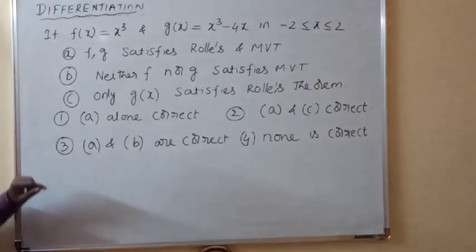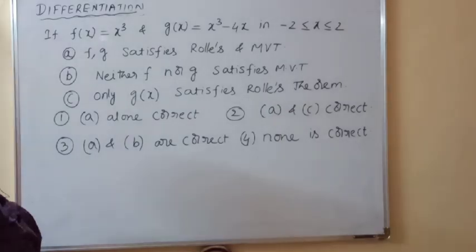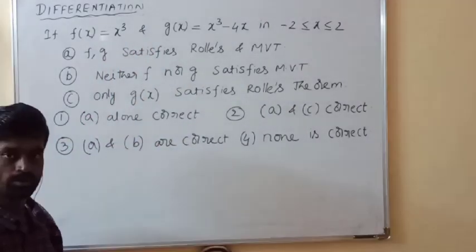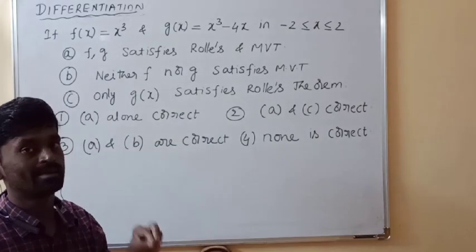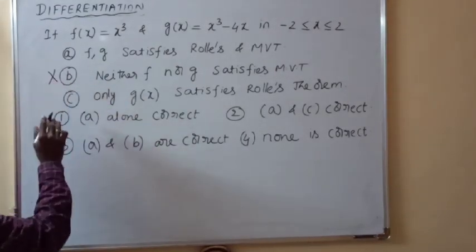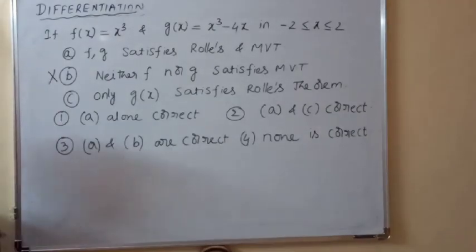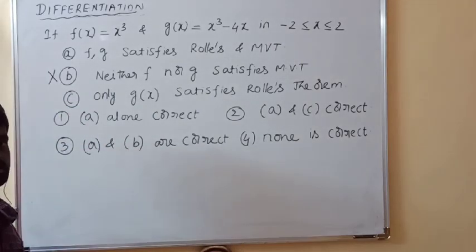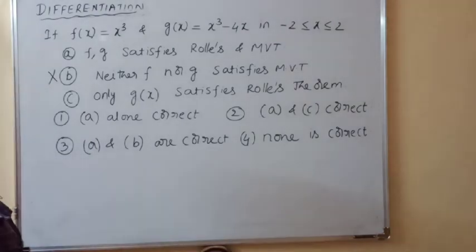Okay. So here the second statement says neither f nor g satisfies mean value theorem. But as f and g both are polynomial functions, at minimum they satisfy which theorem? Lagrange's mean value theorem. So that is why sorry, second statement B is a wrong statement. So according to the options, we have to check which statement or statements are correct. Okay, so clearly statement B is wrong.